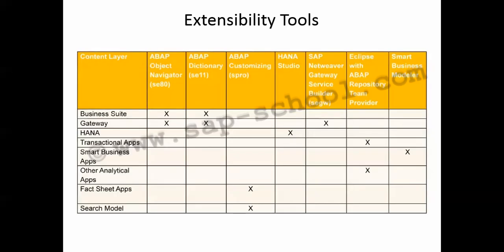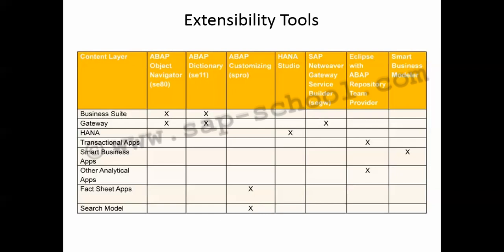After that, we have the extensibility tools. The customers who extend the SAP Fiori app need to have the following tools, depending on the type of application and the extension they are doing. We can see in this slide that for the content layer business suite, we need the extensibility tool, which is the ABAP Object Navigator, that is SE80. Then the ABAP Dictionary, which is SE11.